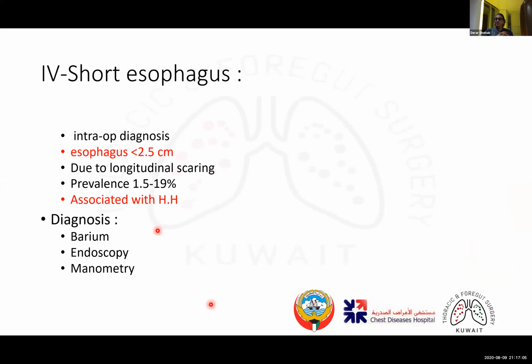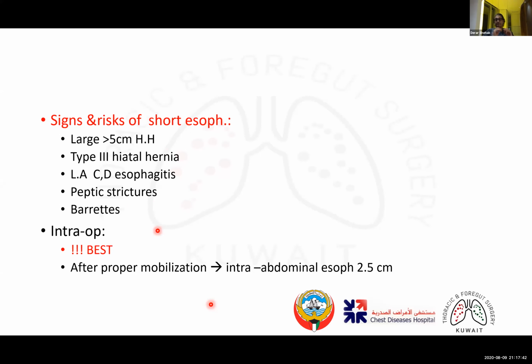The fourth complication of GERD is something called short esophagus. I know we talked about it earlier, but I want to emphasize it more, because it's a very important concept. It is an intra-op diagnosis, when the intra-abdominal esophagus is less than 2.5 centimeters, usually due to longitudinal scarring or a large hiatal hernia. The short esophagus could be suggested by barium study, endoscopy and manometry, but definitely the best diagnosis is intra-op.